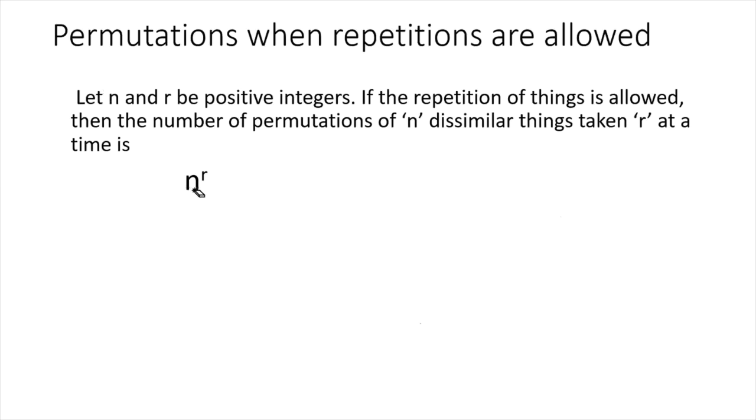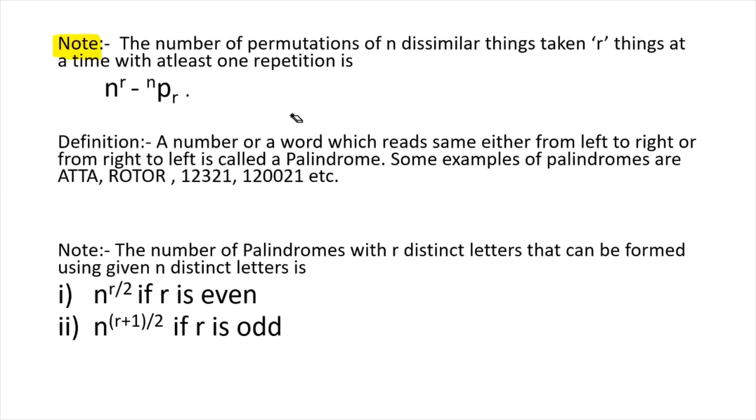Now, the number of permutations in which at least one object is repeated is going to be n raised to r minus nPr. This n raised to r gives the total number of permutations when repetitions are allowed, and nPr stands for the number of permutations when repetitions are not allowed. Therefore, n raised to r minus nPr gives the number of permutations with at least one element repeated.